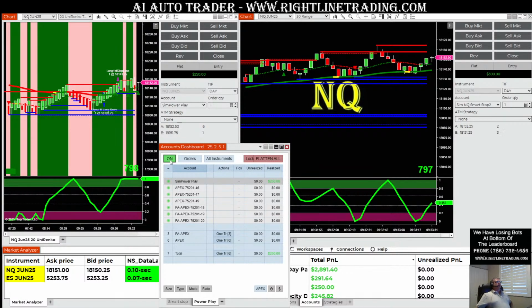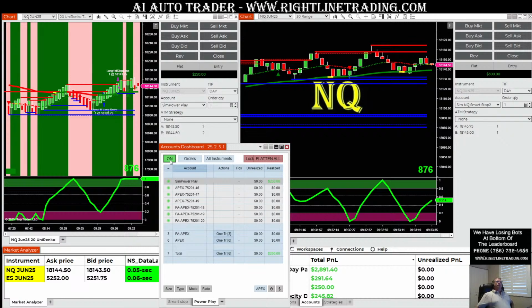It's not going to execute a trade into these pivots. We need at least 60 ticks of clearance for it to pop in.